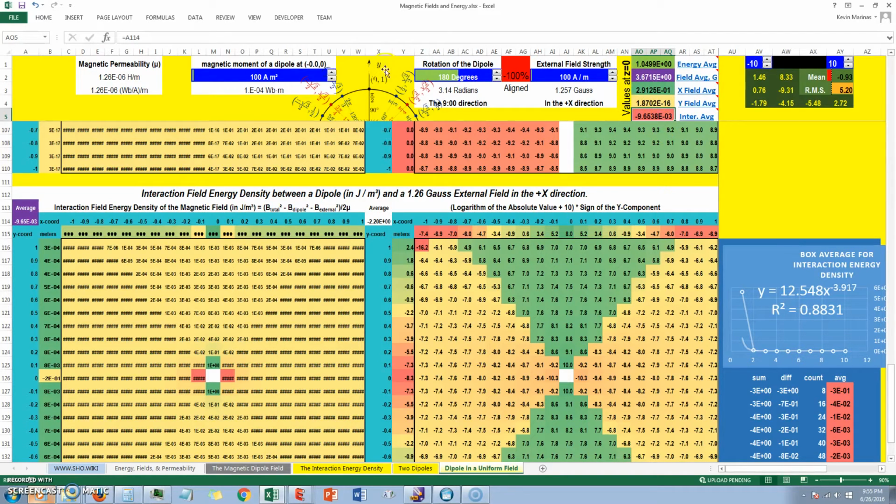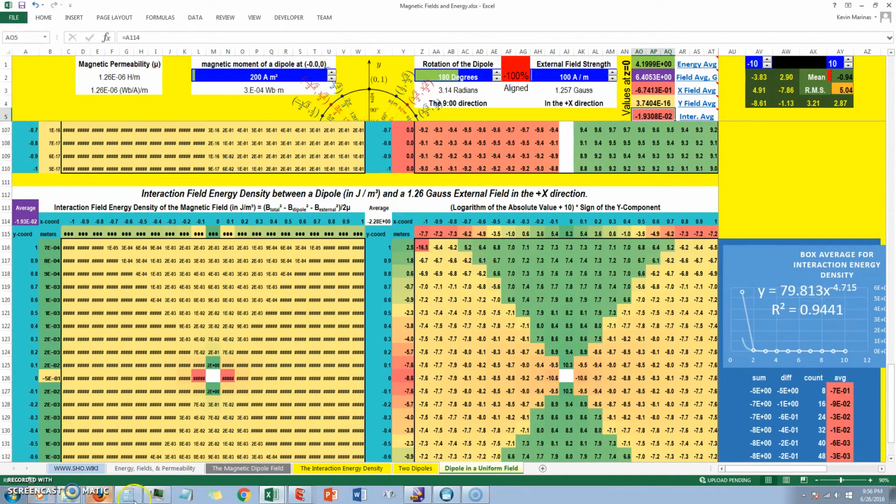Let's say we double this value. What happens to this value? This should double. So it should say something like 1.8 e to the minus 2. Let's say if that's true. Okay, so it's actually 1.93 e to the minus 2.